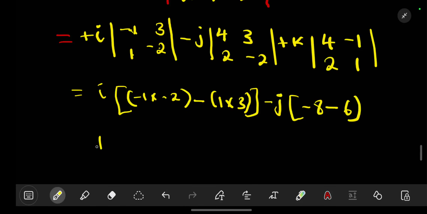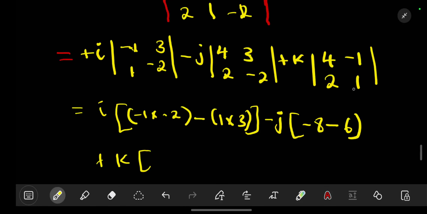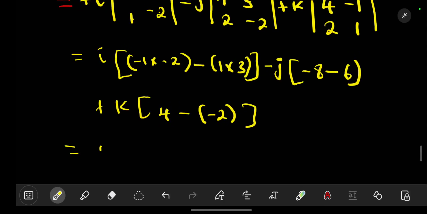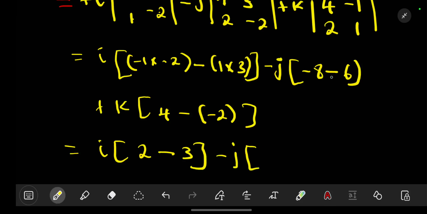Then we have 4 times 1 is 4, minus 2 times -1 is -2. So be careful, -2 like that. What we are going to get is our I: -1 times -2 is +2, minus 1 times 3 is 3. Then we have minus our J: negative 8 minus 6, which gives us a value of negative 14 like that. Then we have plus our K: 4 plus 2 like that.